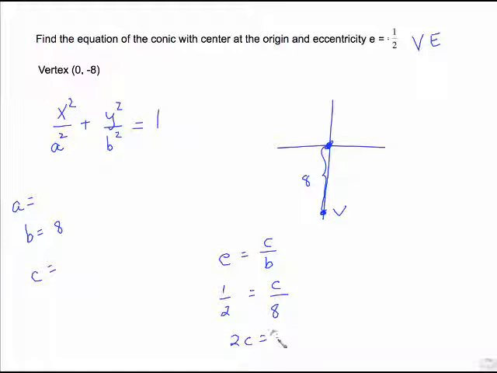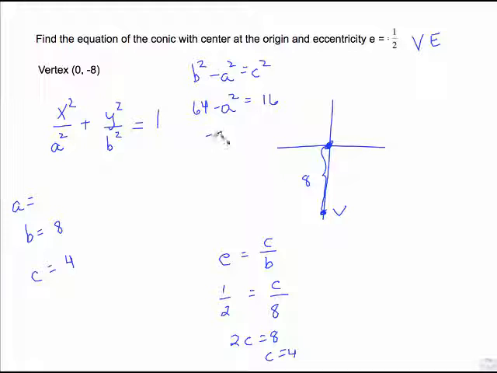This is 2c equals 8, or c equals 4. Then we can use our a squared, b squared, and c squared to find a. Now this is an ellipse. This is a vertical ellipse. So the formula we would use is b squared minus a squared equals c squared. So that's 8 squared, which is 64, minus a squared equals c squared, which is 16.